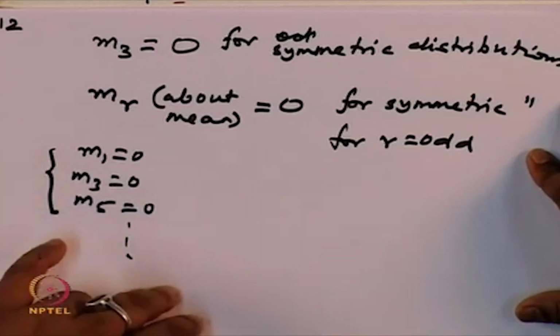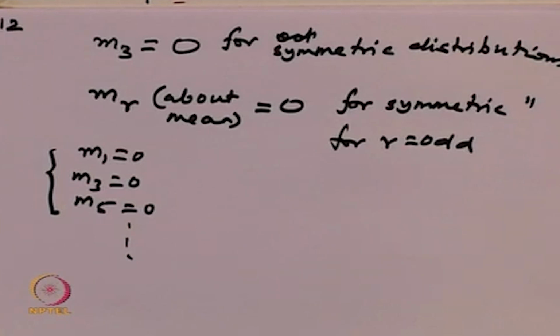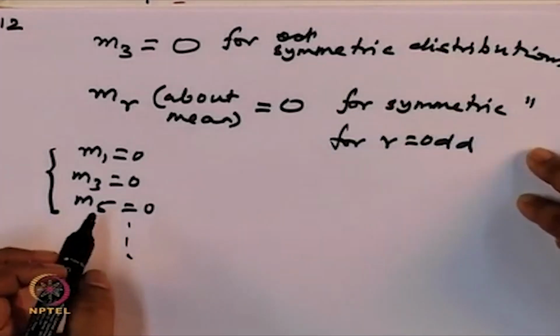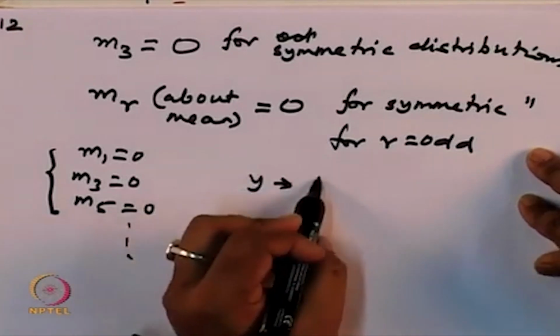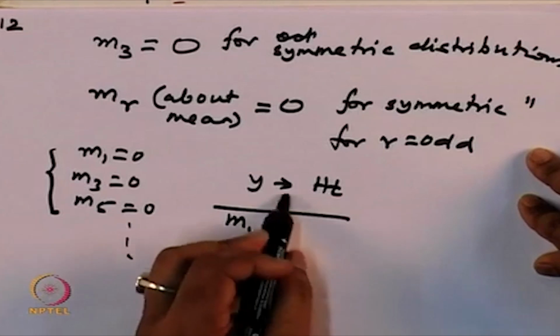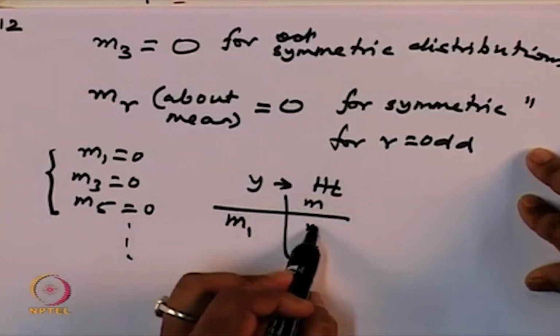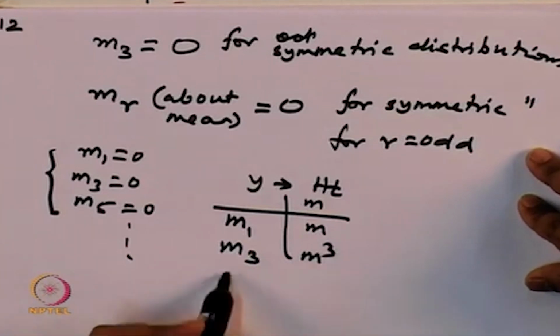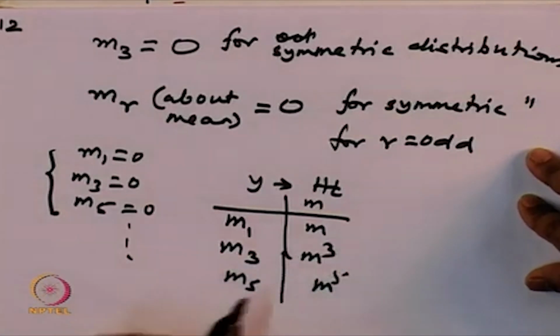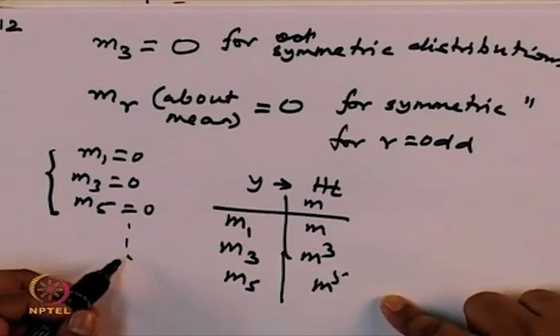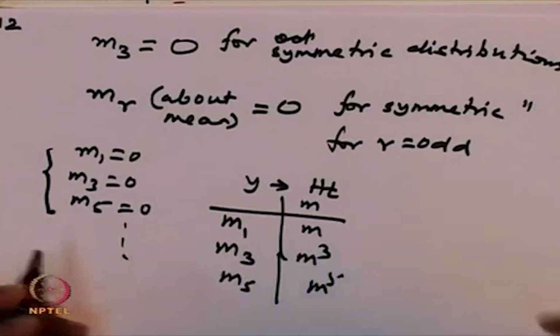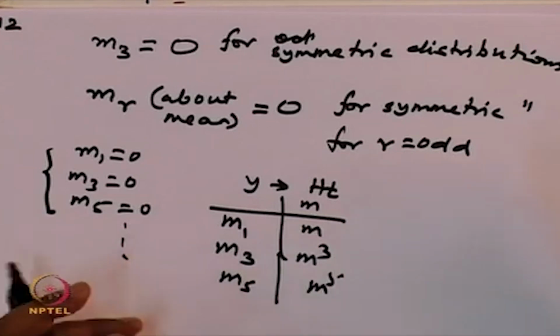Now, let us say the variable y that we are measuring is actually some quantity, not just a number, let us say temperature or height. Each of the moments has different units. If y represents height in meters, then the unit of m1 is meter, m3 is meter cubed, and m5 is meter to the fifth. So these units are not the same. Can there be a way of compressing this information and coming up with a non-dimensional parameter? That is what this measure of skewness gives us.